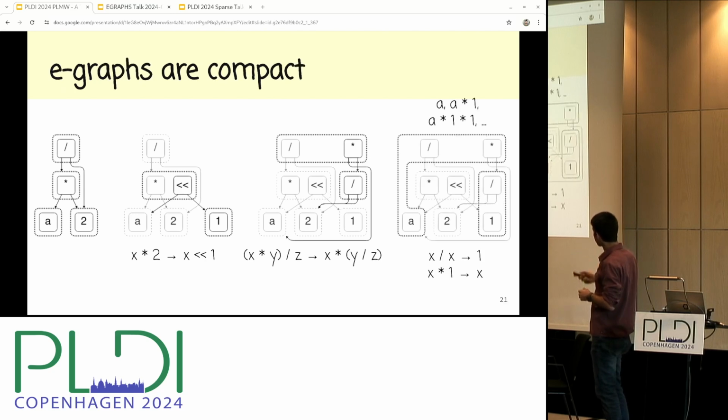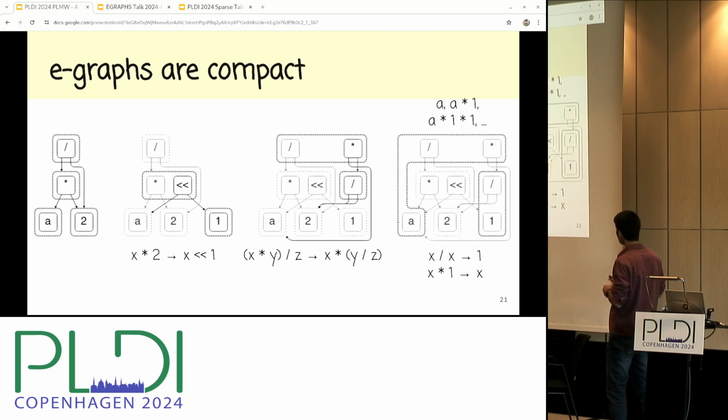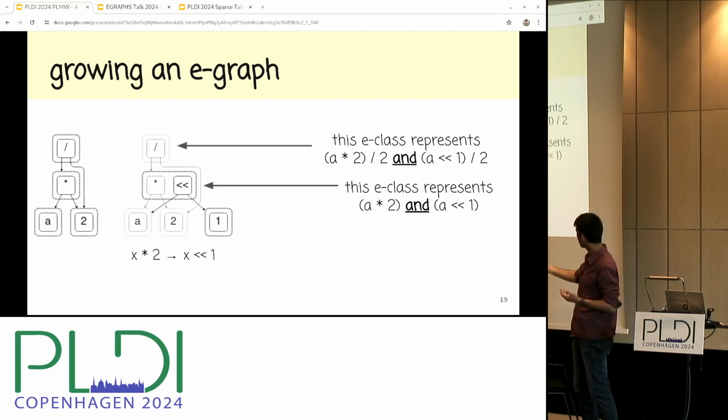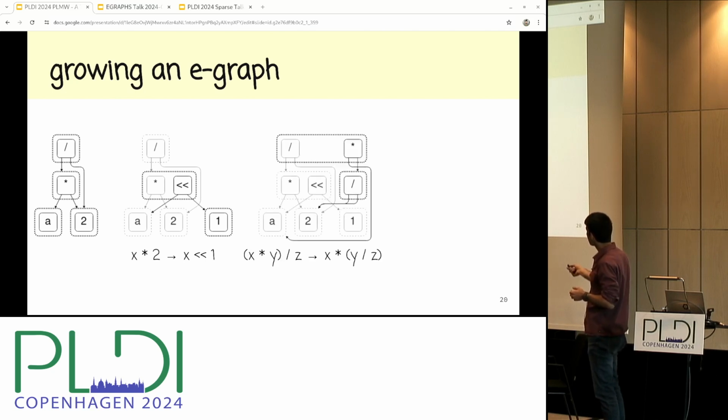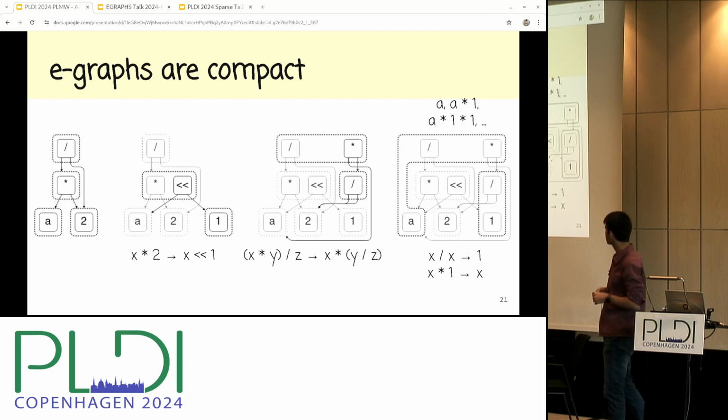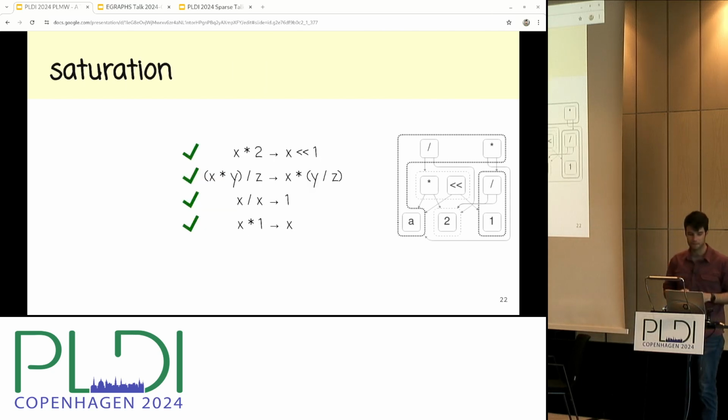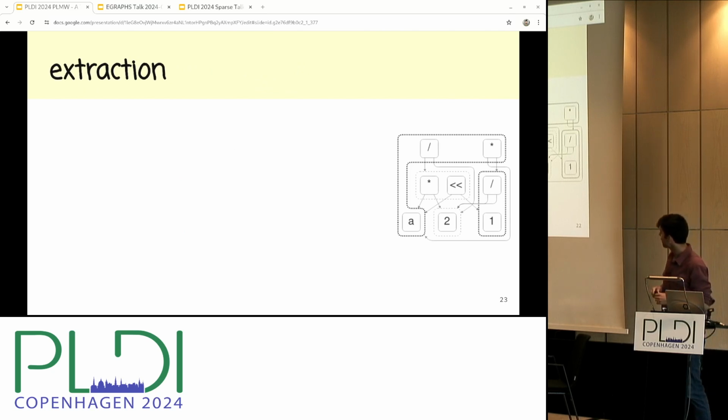And I don't want to belabor the point here, but the point of the slide is that even if we applied this rewrite here, a times 2 goes to a shift 1, which, not a bad idea in general, but it is a bad idea if you're trying to reduce this a times 2 divided by 2 to a, because you lost your multiplication, and it's going to be hard to cancel that shift later on. Even if we apply that, we haven't lost our handle on this multiplication, so we can eventually apply these other rewrites and prove that a is equivalent to our input. Okay, I'm just going to skip this slide for now.